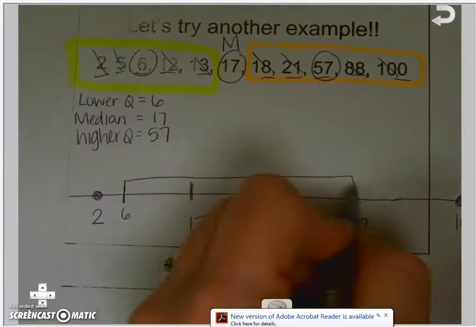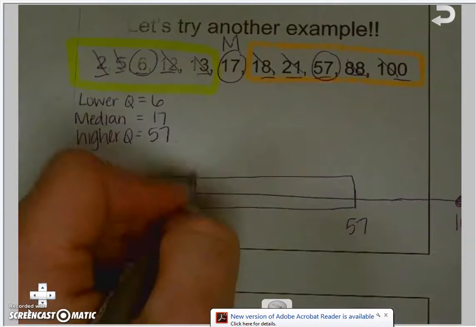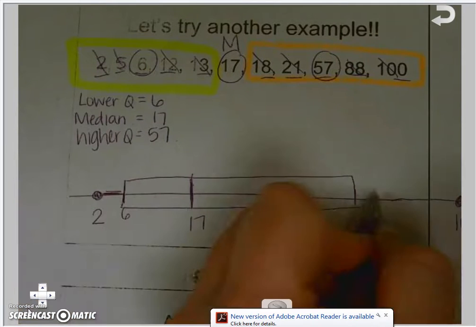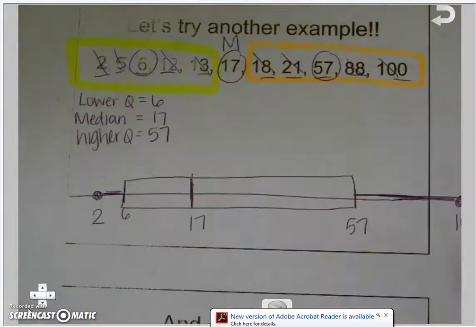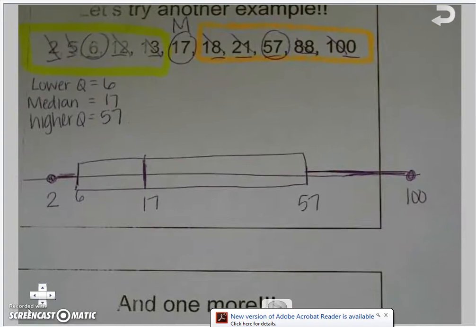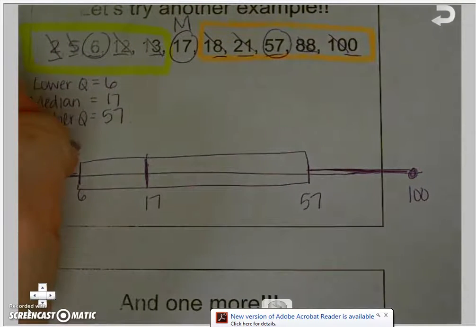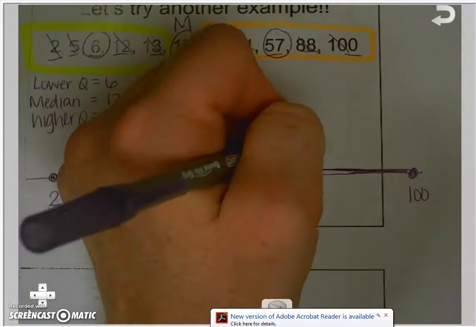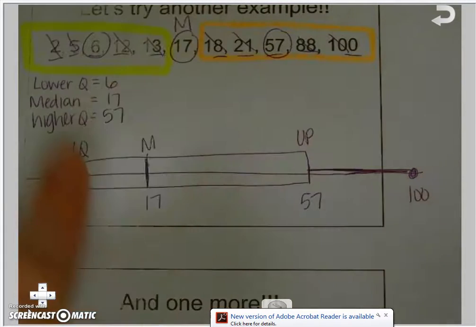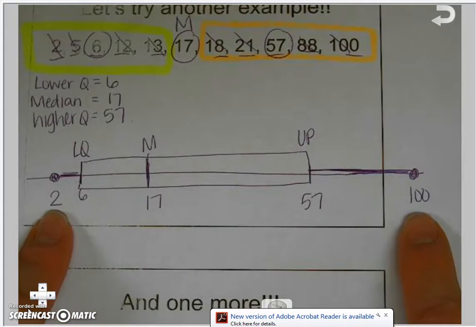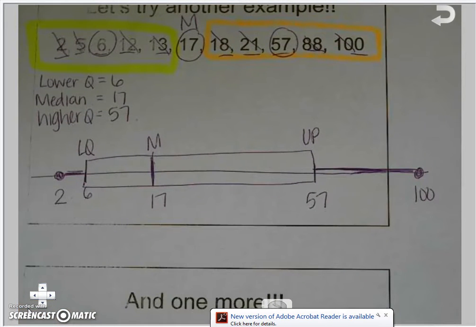So there's your box plot. Okay. And once again, 6 would be my lower quartile. That's my median. My higher or my upper quartile. Smallest number in my data, highest number in my data. Last example.